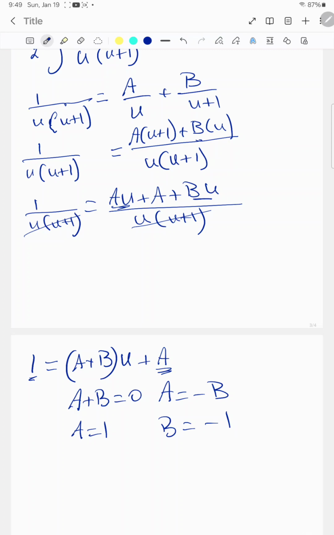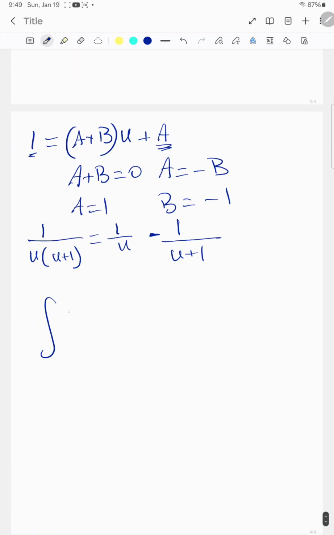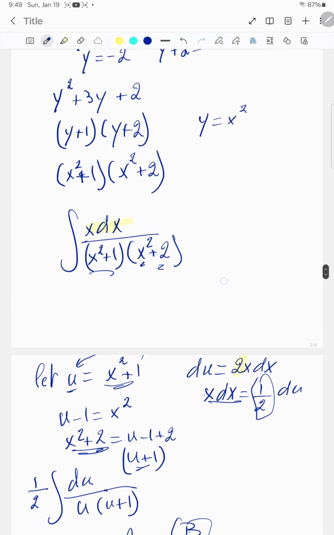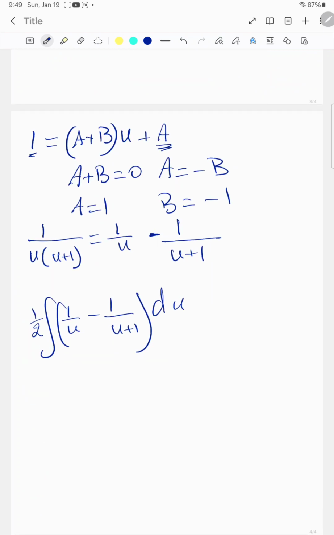So my fraction, 1 divided by u times (u plus 1), I can write it as, we said, a divided by u, and the a is equal to 1, so 1 divided by u, and the b is equal to minus 1, so minus 1 divided by (u plus 1). So my integral becomes the integral of 1 divided by u minus 1 divided by (u plus 1), all that is du, but I have 1/2 before, and that's the 1/2 here. And now it becomes easy to solve.